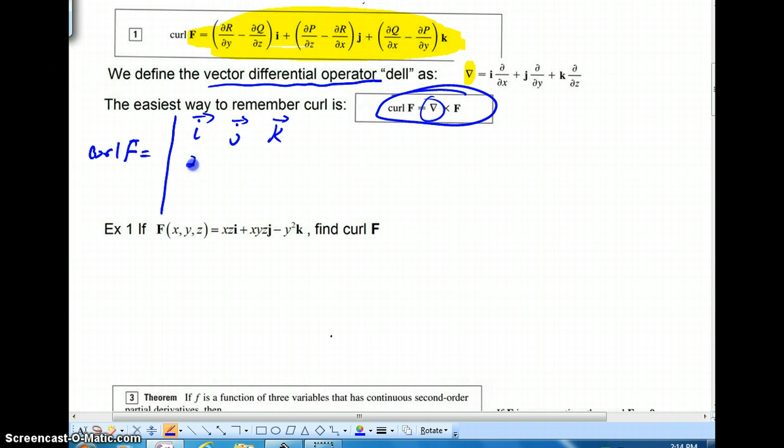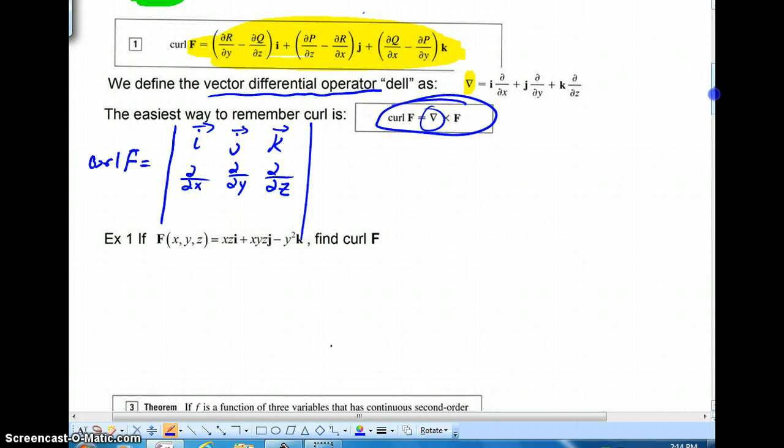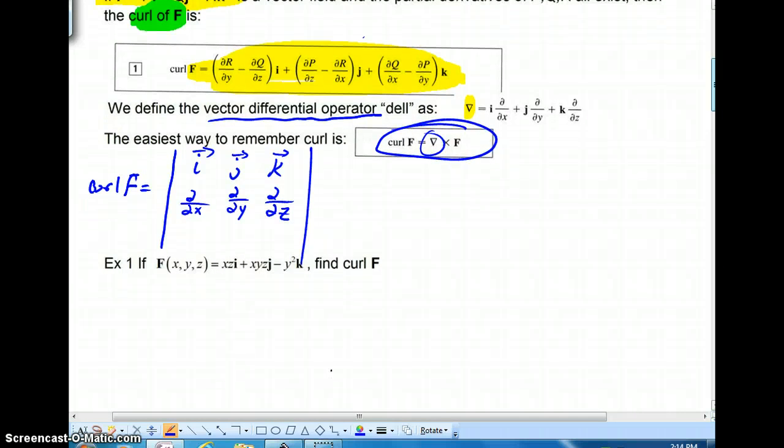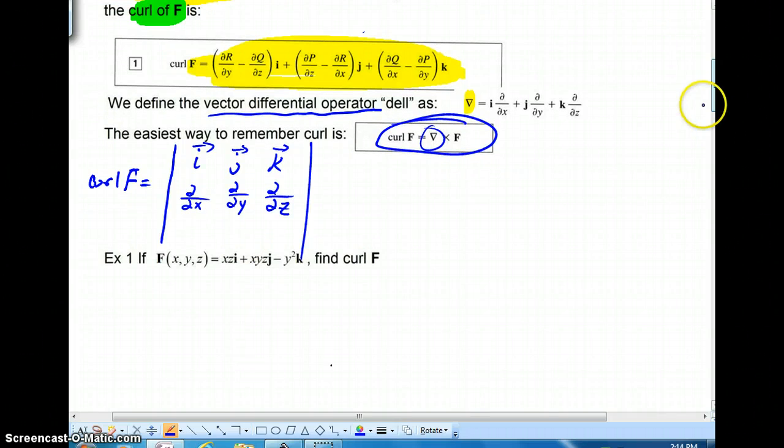Now what's del? Well, it's the partial derivative with respect to x, partial derivative with respect to y, partial derivative with respect to z. Notice I am not putting any particular function in there. I'm just writing the partial derivative in this form. Well, then what do we put underneath? Well, we have F. And remember, F is a vector field. And we go back up to how F was defined. It was P, Q, and R.